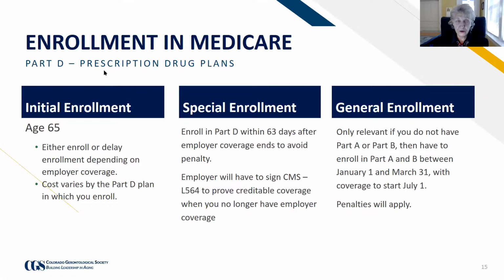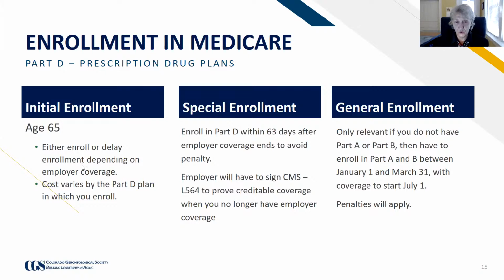As I said earlier, Part C was optional. So let's look at what happens then in Part D. So again, we have our 3 enrollment periods, the initial, the special, and the general, and these work for Part D a little bit differently. So at age 65, once you enroll in A or B, you then can either enroll or delay your enrollment depending on your employer coverage.